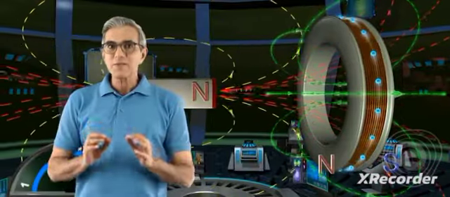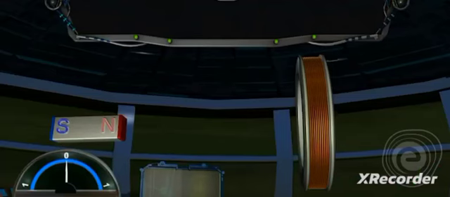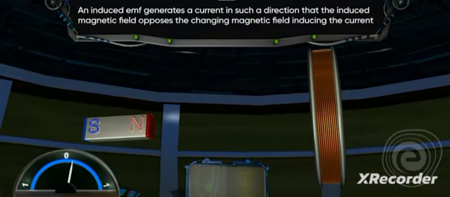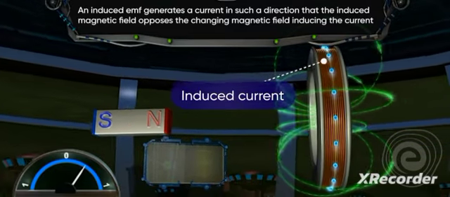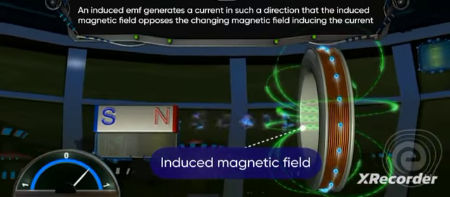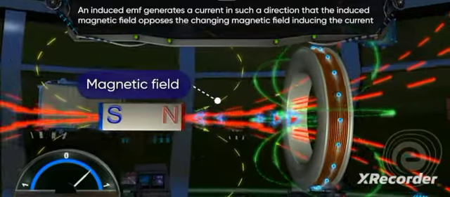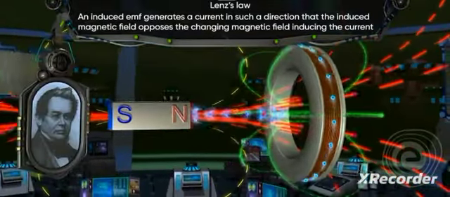So, we have seen the direction of current and the magnetic field for the to and fro motion of the bar magnet. From this, we can see that an induced EMF generates a current in such a direction that the induced secondary magnetic field opposes the magnetic field inducing the current. This is known as Lenz's law.